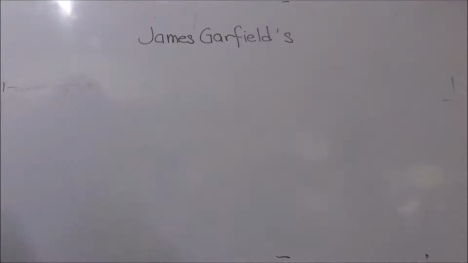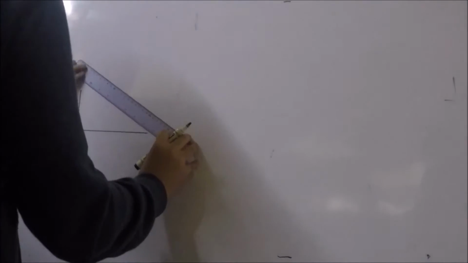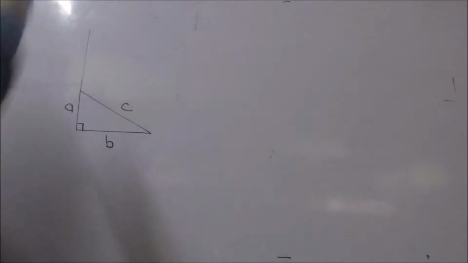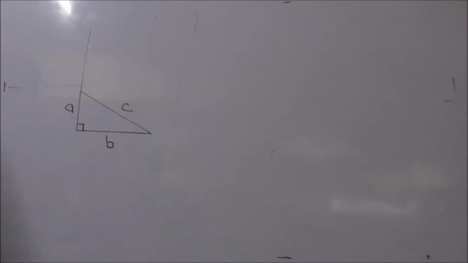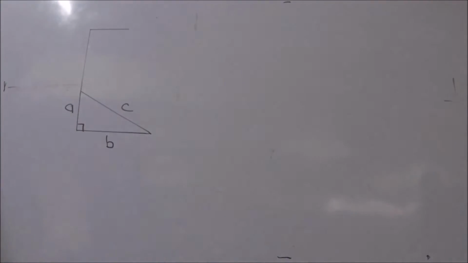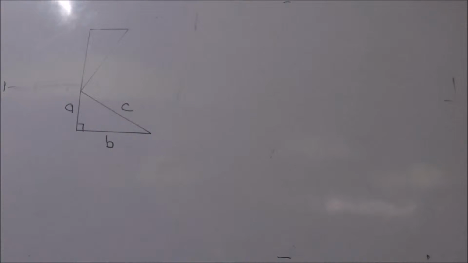James Garfield's proof of the Pythagorean theorem. This proof starts with a normal right triangle. For this example, we'll be naming the sides side A, side B, and side C. What James Garfield did, he flipped and rotated this right triangle and made sure that side B of the second triangle is aligned with side A of the first triangle. And remember, these two triangles were constructed to be congruent.